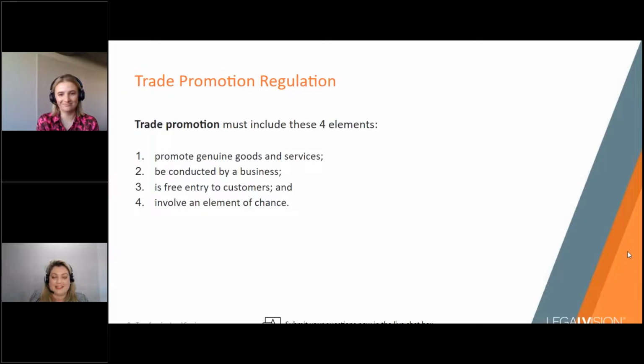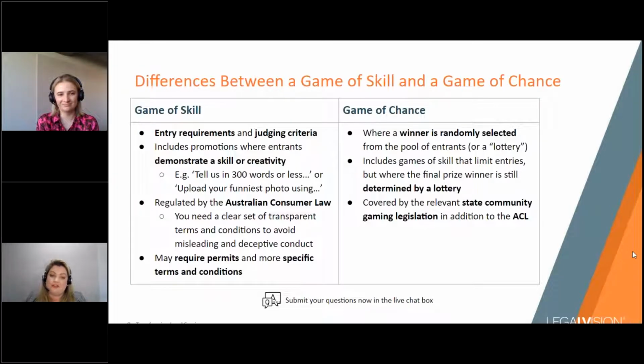Great, thanks Caroline. So yeah, there are 2 types of trade promotions. One is a game of skill and the other is a game of chance. And it's really important to decide what kind of promotion you want to run because they're regulated differently. In essence, there are more rules that apply to a game of chance as opposed to a game of skill. So what's the key difference? Well, a game of skill will involve some form of entry requirement and a judging criteria.